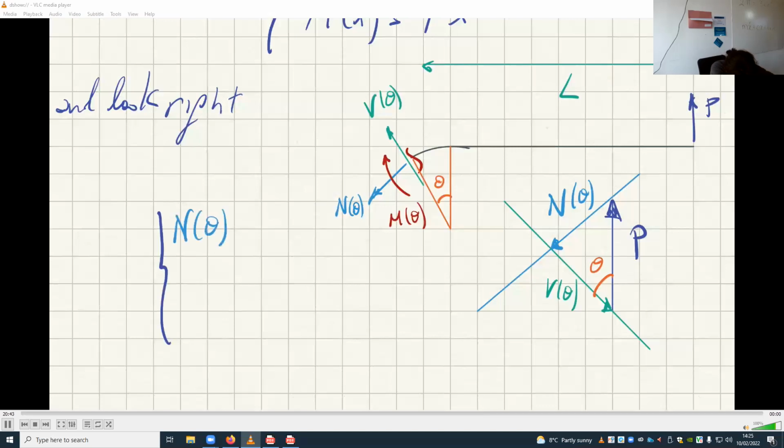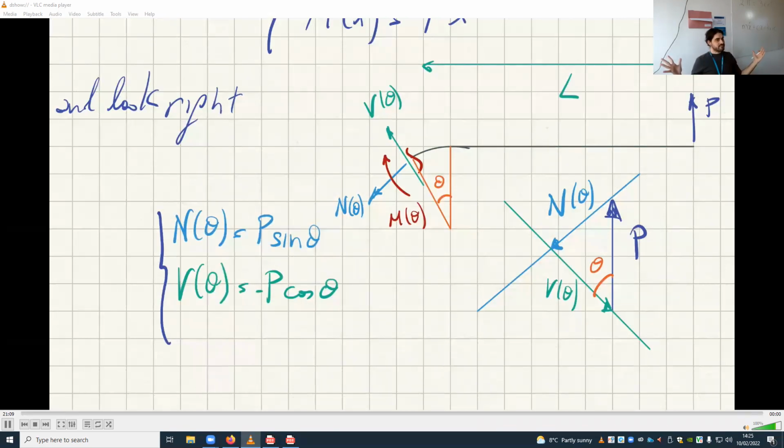N of theta, of course, is P sine of theta. V of theta is P cosine of theta. We don't know the signs yet. The sign, see, n of theta is in the same direction as I wrote it, so that's positive. But v of theta is in the opposite direction. So that must be negative.